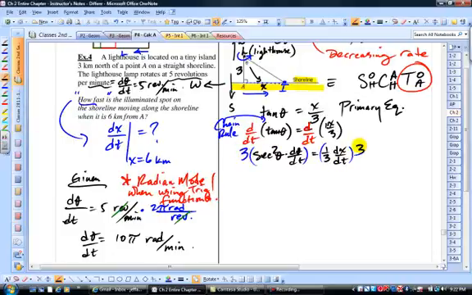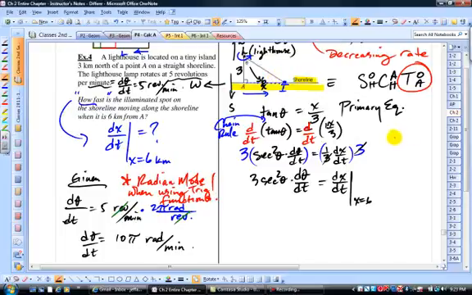Okay, and if I simplify this, I get dx/dt, which is what I'm trying to solve for, is equal to 3 times secant squared theta times d theta/dt. Now I want to figure out this derivative when x is exactly 6. So I can put a 6 here. When x is exactly 6, that means I can figure out secant squared, if I knew what secant theta was.